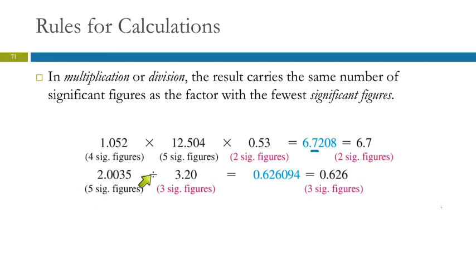In this example, we're dividing. We have a number with 5 sig figs, and we're dividing by a number with 3 sig figs. 3 is the smaller number of sig figs, and so we round the answer to 3 sig figs. Again, that leading 0 doesn't count.